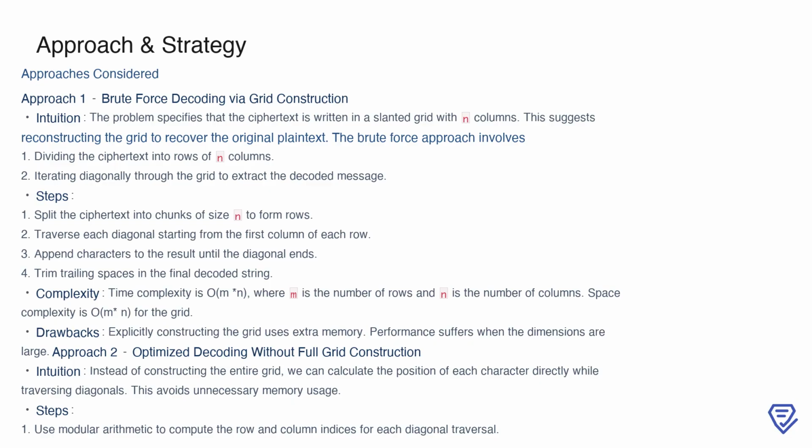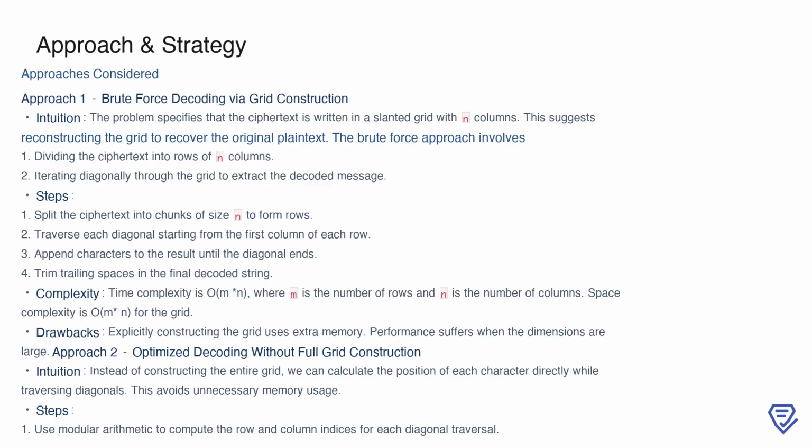Once we traverse each diagonal, we append the characters to the result and trim any trailing spaces to finalize the decoded message. However, this method has some drawbacks. While the time complexity is proportional to the product of the number of rows and columns, the space complexity can be high because we need to explicitly construct the grid.